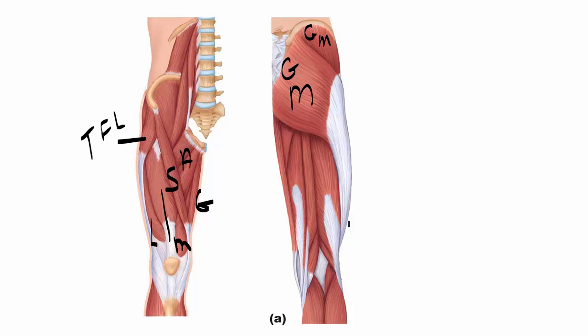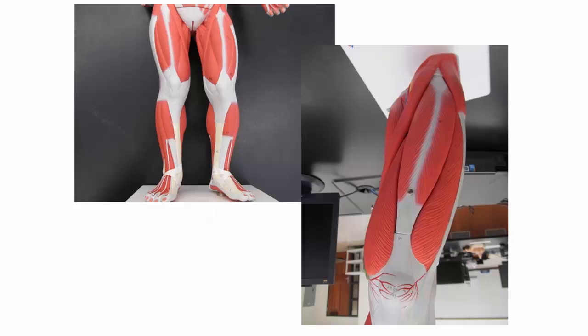The hamstrings is going to be your biceps femoris. The semitendinosus and semimembranosus are going to be the medial muscles. The semimembranosus is the one that's underneath, and then the semitendinosus is the one that's on top. All right, so just pay attention to your pictures. Here's the model, so I can show you what they look like on the model.